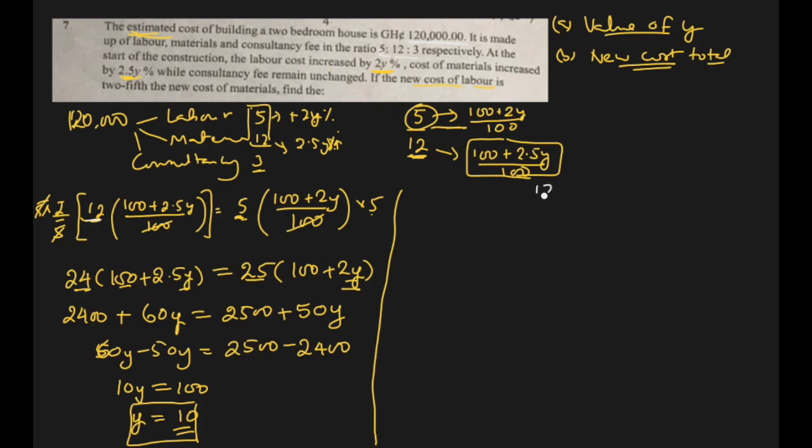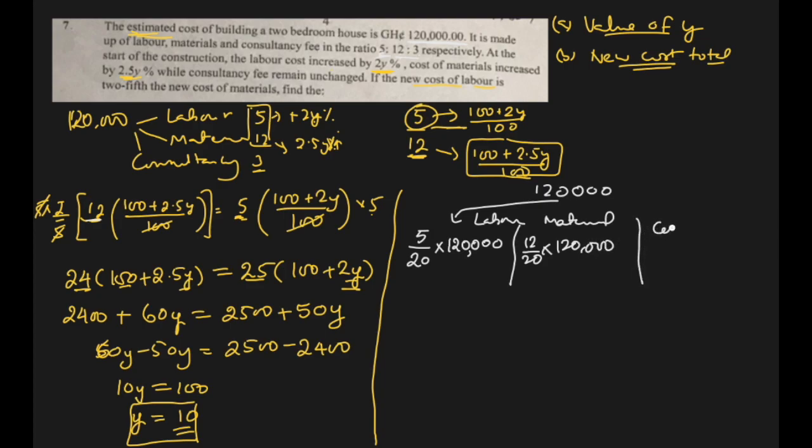Let's find what was the share of the 3. Okay, so 120,000. Right? So first we had 5 shares by labor, the cost of labor. So 5 out of how many shares? 5 plus 12 is 17 plus 3 is 20 of 120,000. That was the original cost of labor. This is labor. Let's call material. It was 12 out of 20 of 120,000.